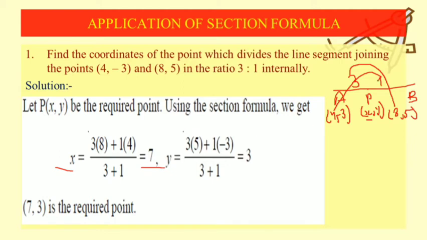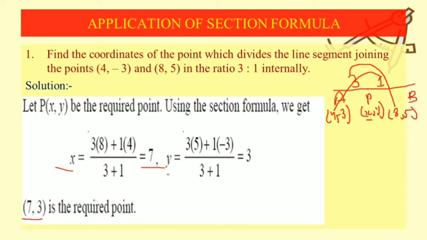Similarly, when we have to find the y coordinate, if we take the left side part of the ratio, we will take the right side y coordinate. So 3 into 5 plus 1 into minus 3, and in the denominator we take the sum of the ratio, so that will be 3 plus 1. Now 3 times 5 is 15, minus 3, so 15 minus 3 will be 12. 12 upon 4 will be 3. So the coordinate for this point P, that is x, y, will be 7, 3.